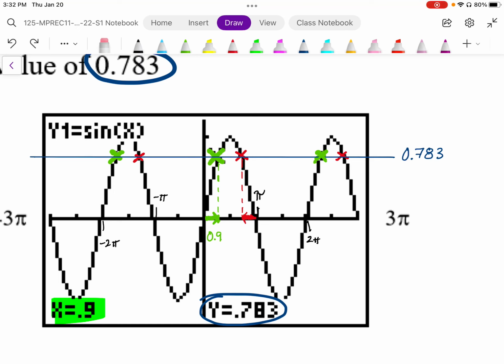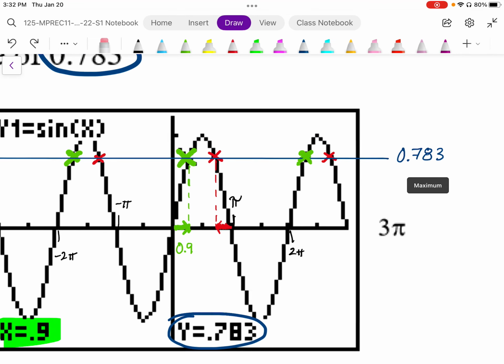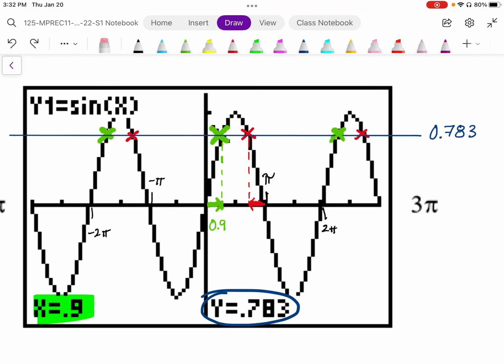So I've marked them in green and red. That first coordinate is at x equals 0.9, y equals 0.783, and then we have the green ones and red ones which represent the same y values, or the same sine value. Now there's a reason why I mark them in green and red, because the green ones are related to each other and the red ones are related to each other. They actually relate to the green being theta 1 and the red being theta 2 that we learned in standard position.